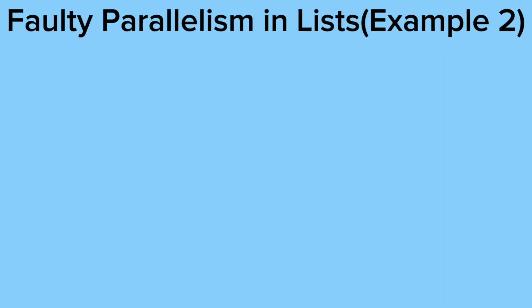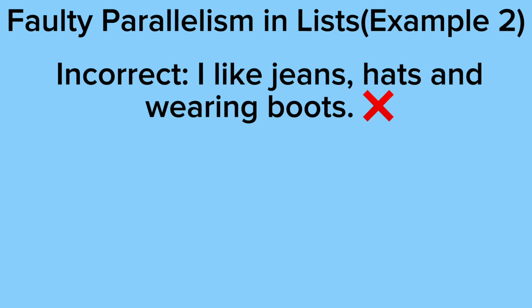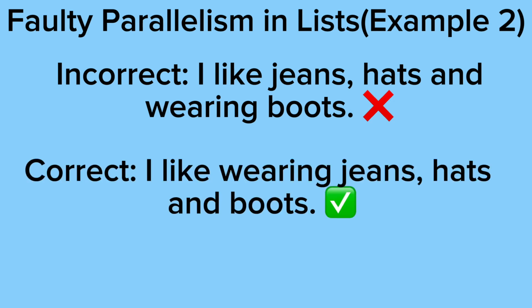For our second example of faulty parallelism in lists, the incorrect sentence says, I like jeans, hats, and wearing boots. As you can see, wearing boots is the outlier in this sentence, which means it throws the whole sentence off and it has to be rewritten. So the correct way of saying this would be, I like wearing jeans, hats, and boots.